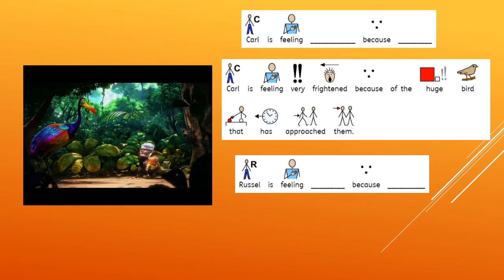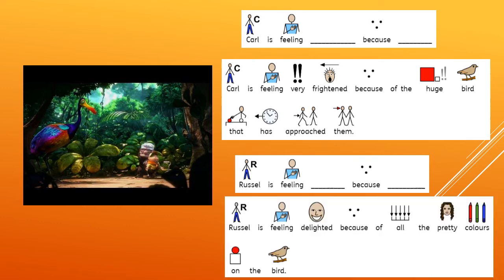I wonder how I think Russell is feeling. I think Russell is feeling delighted because of all the pretty colours on the bird. Maybe because the bird is so colourful, he's excited to meet the bird because he thinks he's so beautiful.